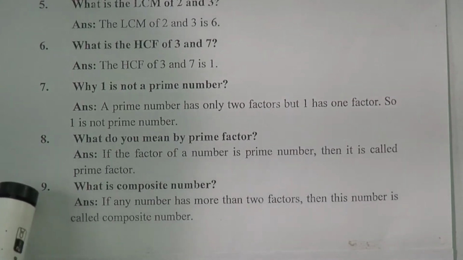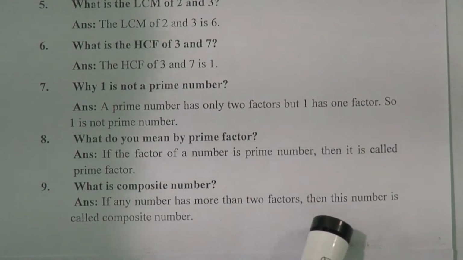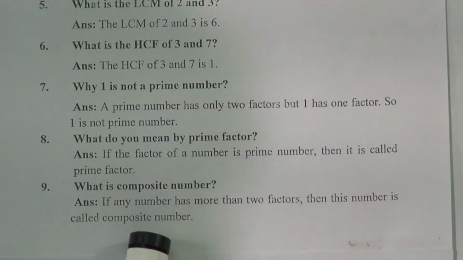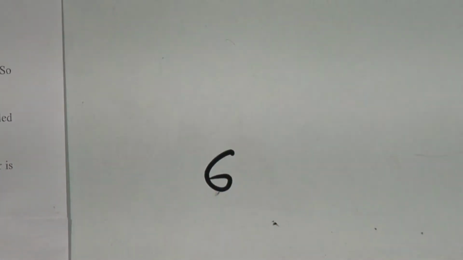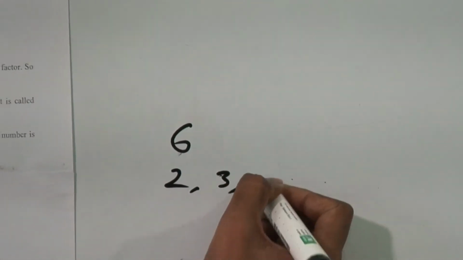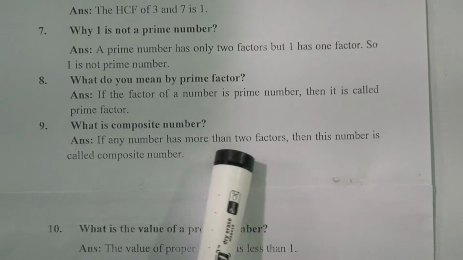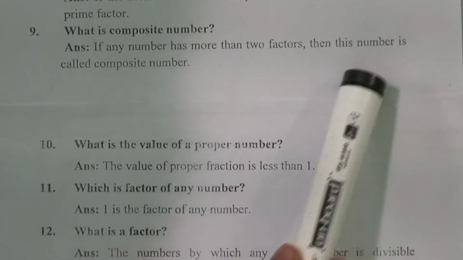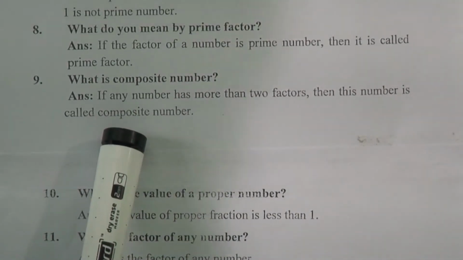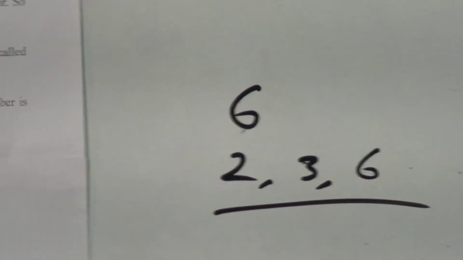9 number, what is a composite number? If any number has more than 2 factors, then this number is called a composite number. That means, suppose 6, it has more than 2 factors: 2, 3, 6. So this is called a composite number. Suppose 6, 8, 12, 24, these are composite numbers.